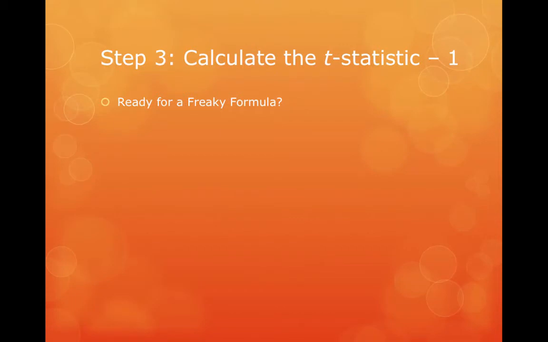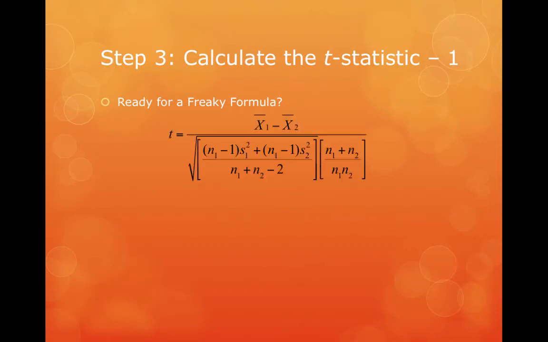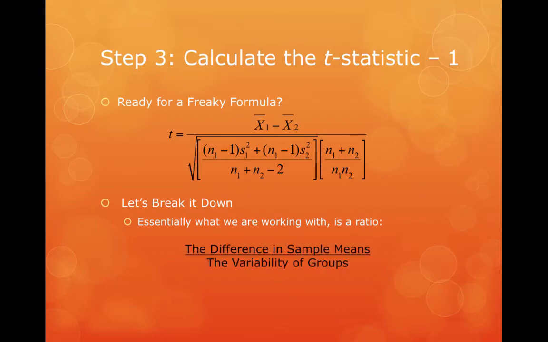Okay, so step 3. Ready for your freaky formula? Here we go. Look at that. What in the world is this craziness? So let's just break it down. Really, what's going on here is it's just simply a ratio. That the numerator is simply the difference between our two sample means. We have group 1 mean and group 2 mean. Now what's the difference? And the denominator, all this craziness, is simply the variability of the groups. How much variance, how much dispersion is there among our two groups within the groups themselves?